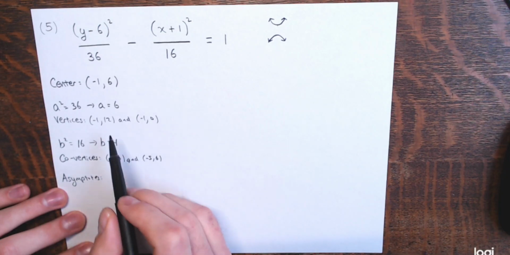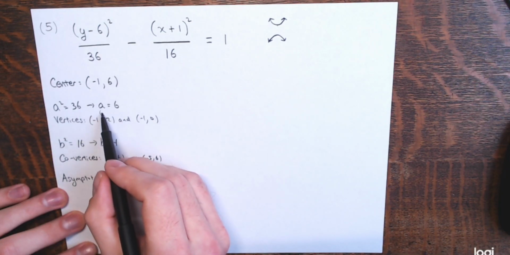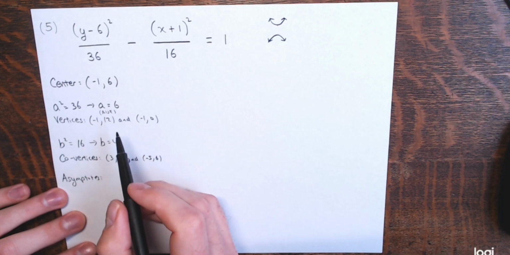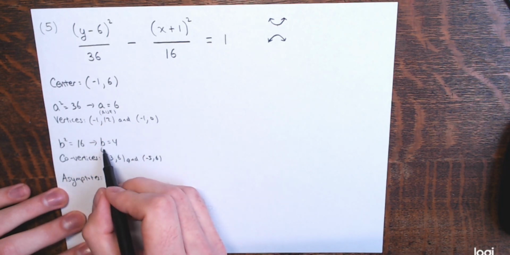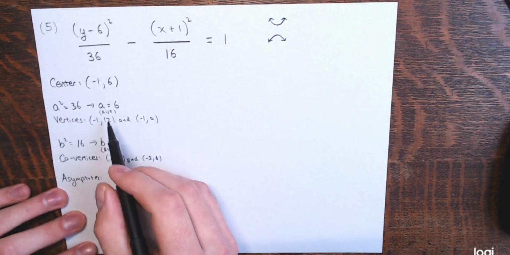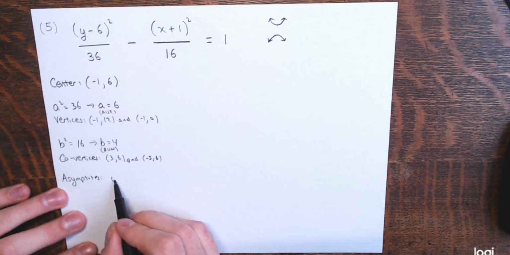I went up and down 6, so this is going to be the rise for the slopes of the asymptotes. And then 4 I added to the x coordinate of the center, right? That was left and right. This is the run. So rise over run, 6 over 4. The slopes are 3 halves and negative 3 halves.